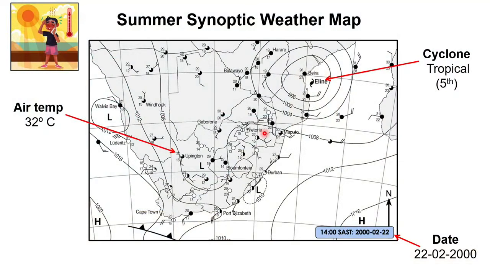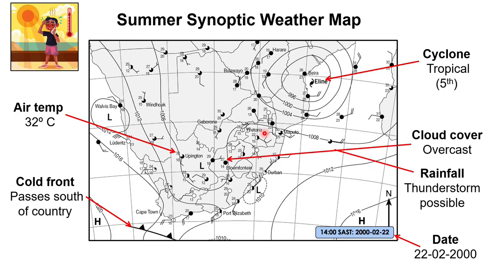Okay, let's go back to our synoptic weather map. There we have a cold front which is going to pass south of the country. It's not going to touch. It is just scraping by the south of the country, but it is not going to touch the landmass, so it's not going to bring rainfall. The cloud cover over the interior is now overcast. Look at all those weather stations over the interior. And then if you look at the weather station at Cape Town, you will see clear skies.